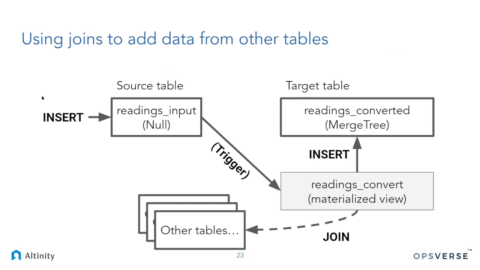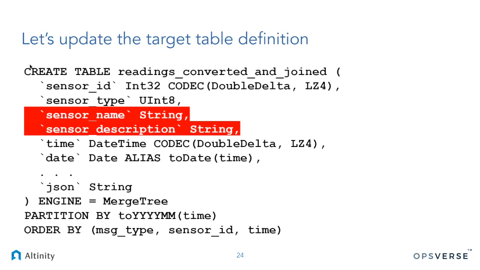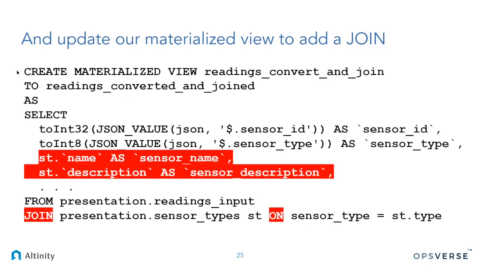So here's a really simple example of how we might modify that materialized view. And here what I'm going to do is I have a sensor type. And what I'd like to do is pull the name of the sensor as well as its description. Those are strings that I can then use in output. I'll add them to the table so that those columns exist. And then I'll change the materialized view so that I actually have a join included in that select query.